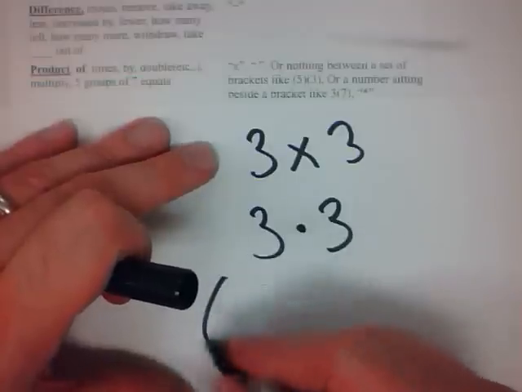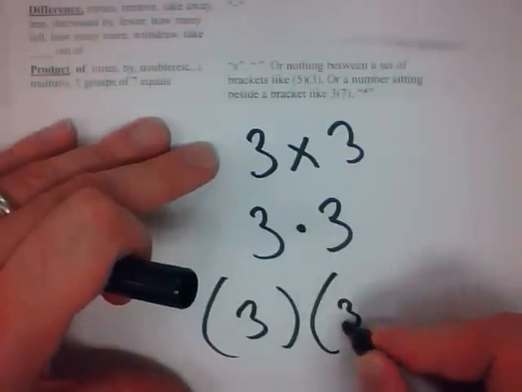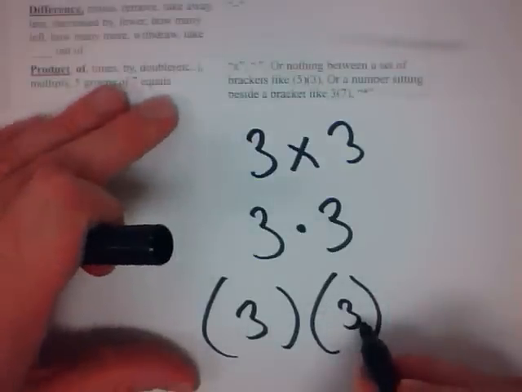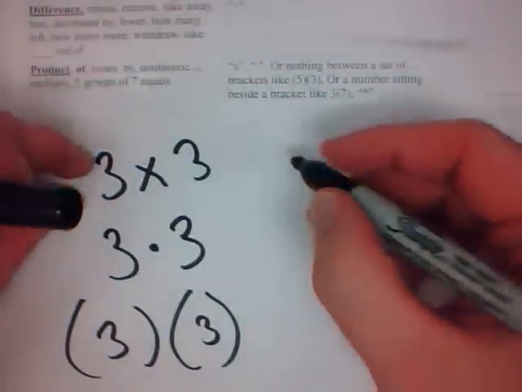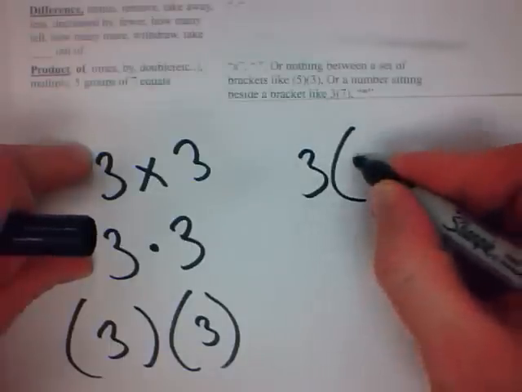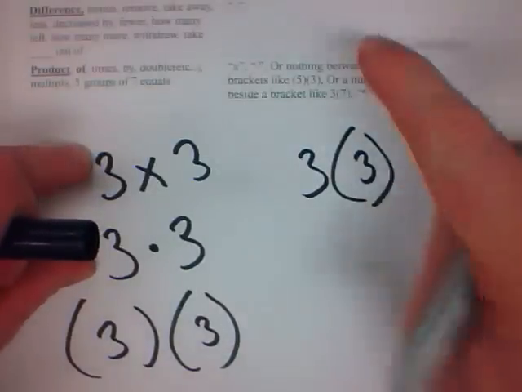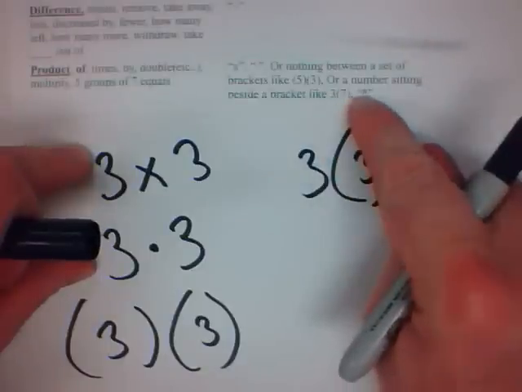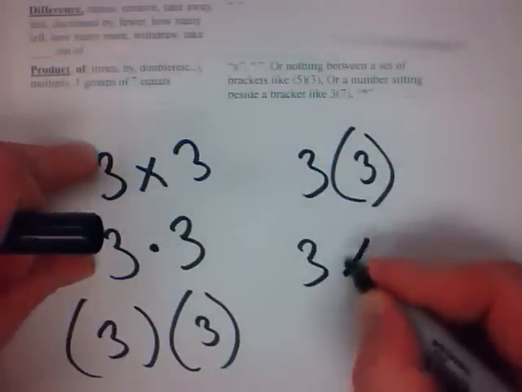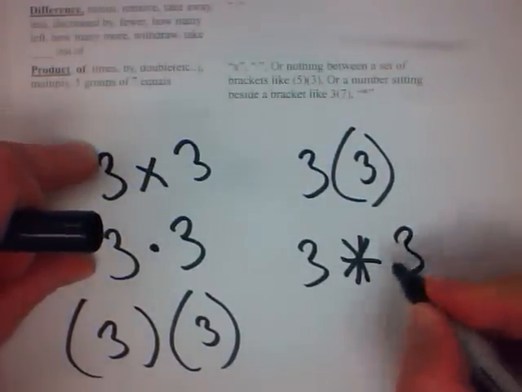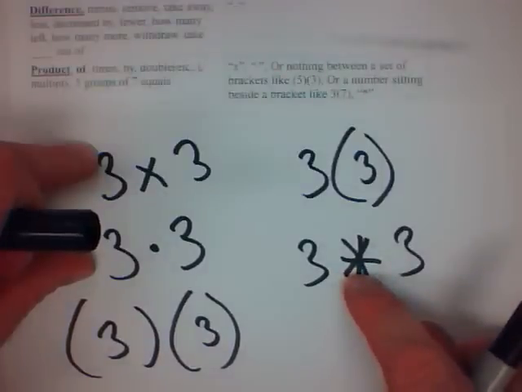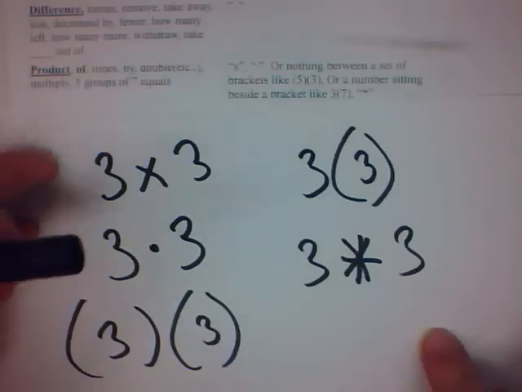Could also do this. That would be 3 times 3. This would also be 3 times 3. Or a number sitting outside of brackets. And then there's a final example. If you use the star, this is often used in computer languages, Excel spreadsheets and the like. All of that is multiplication.